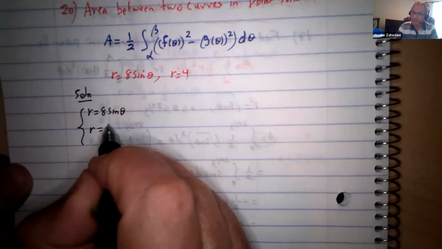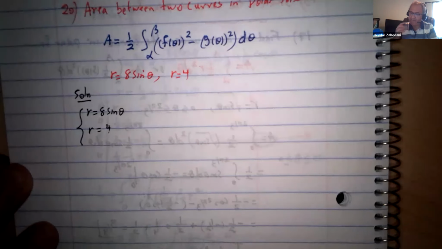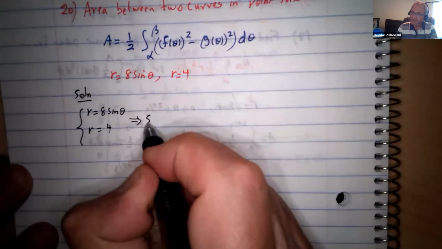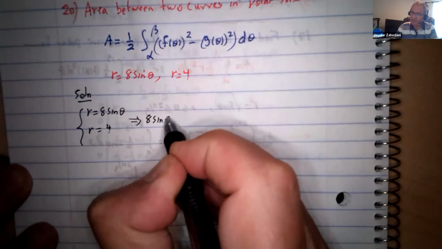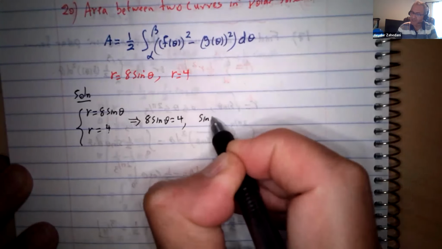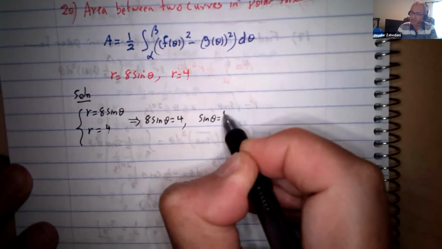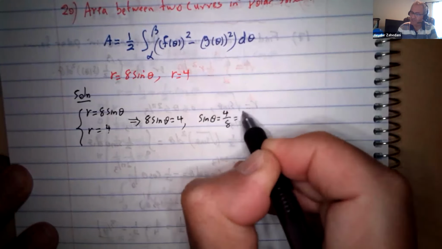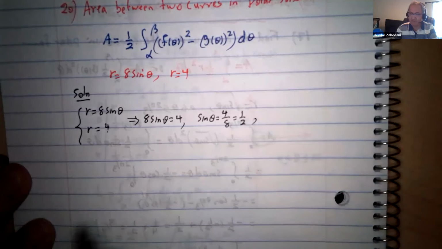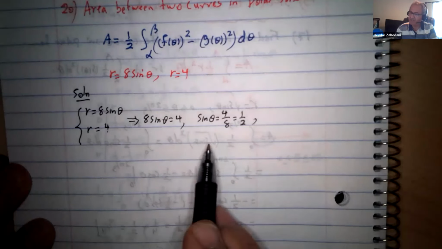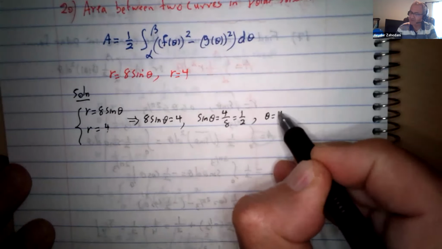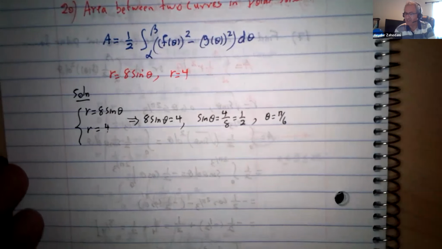Okay, and that's going to be r equal to 4. So let them be equal to each other. It's going to be 8 sine theta equal to 4. So sine theta is equal to 4 over 8, which is 1/2. And you know that 1/2 is going to be sine of 30 degrees. So that gives you sine of pi/6.